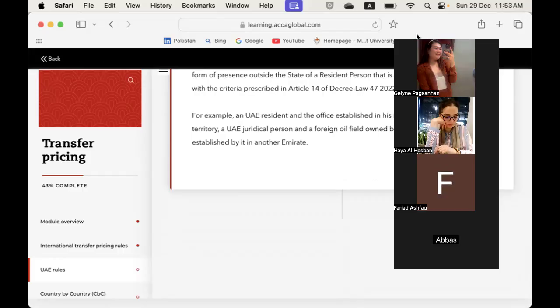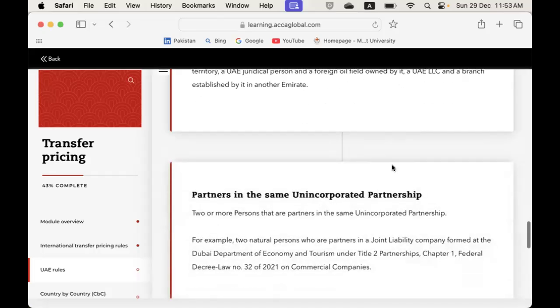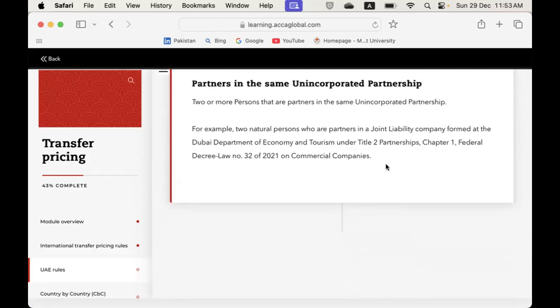Okay, apparently there is no question. So for example, a UAE resident and the office established in his name located in a foreign territory, a UAE juridical person and a foreign oil field company. So some examples have been provided. Another very important aspect, partners in the same unincorporated partnership. Can you guys remember what was meant by unincorporated partnership? Can somebody tell me?